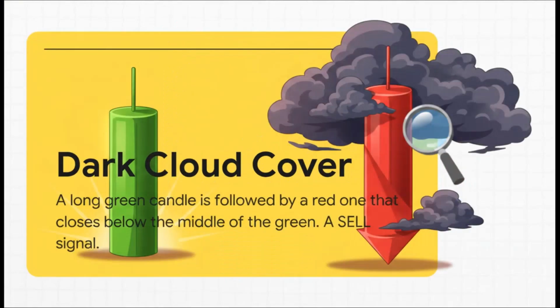Okay, next up is the dark cloud cover. I love the name of this one. Imagine a bright, sunny day. That's your strong green candle. Then all of a sudden, a dark cloud rolls in. That's a red candle that actually opens up higher, but then closes way down, covering at least half of the green candle before it. It's a classic sign that, well, the party might be over.